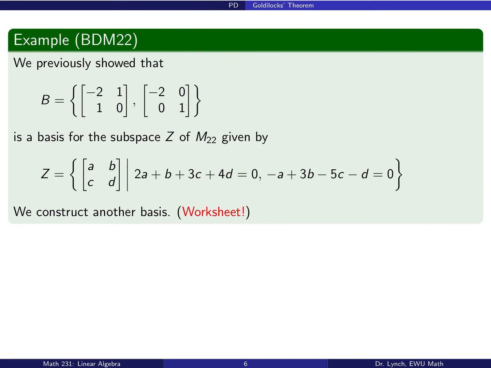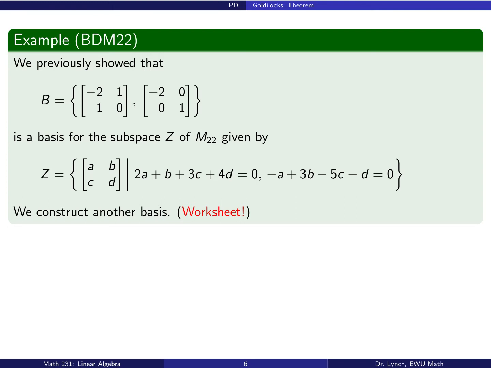Here's another example. We previously showed that this set B is a basis for the subspace Z of M22 given by these two conditions. And I'll go ahead and have you just construct another basis.